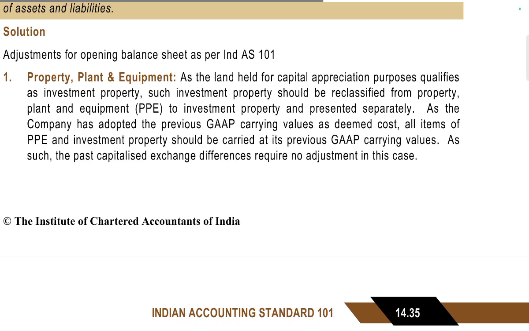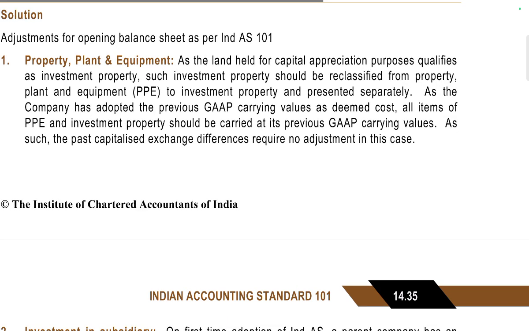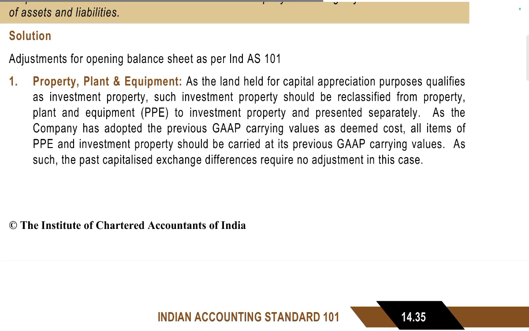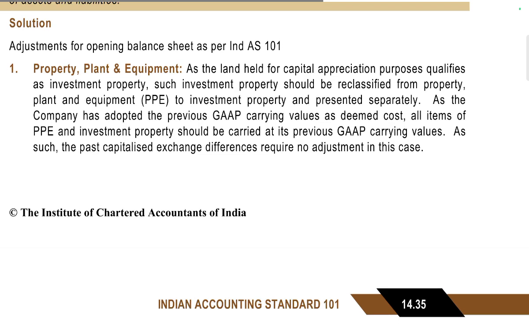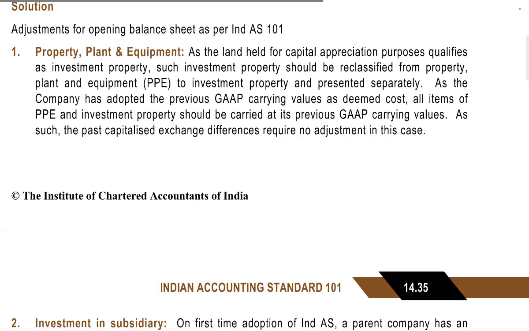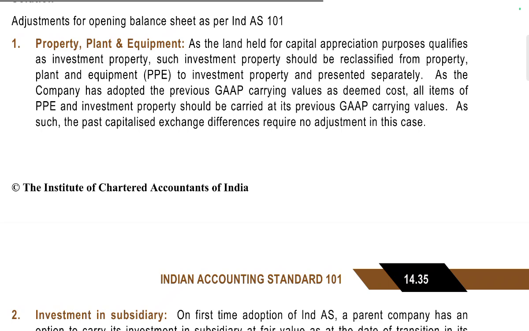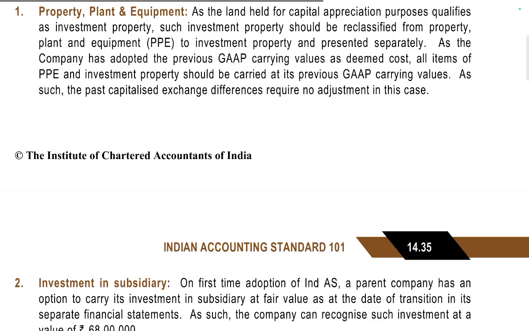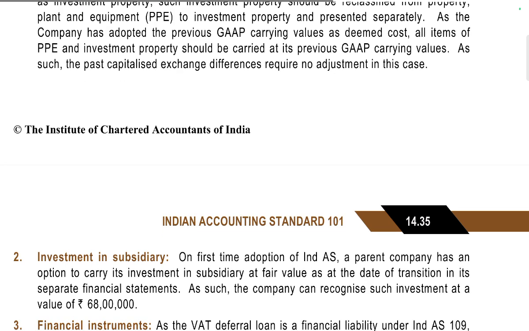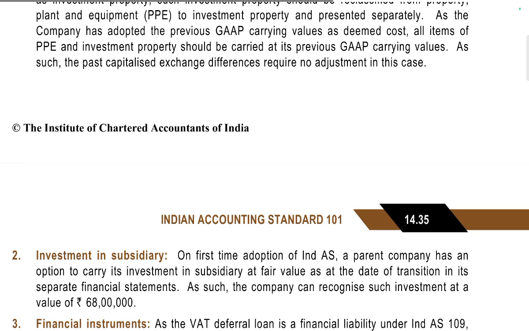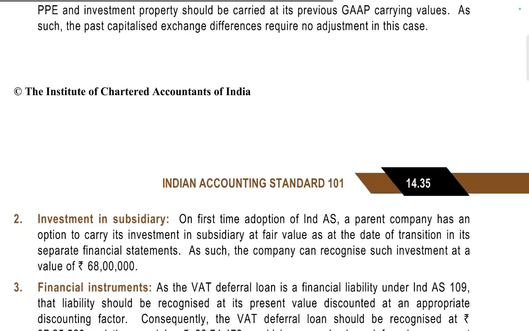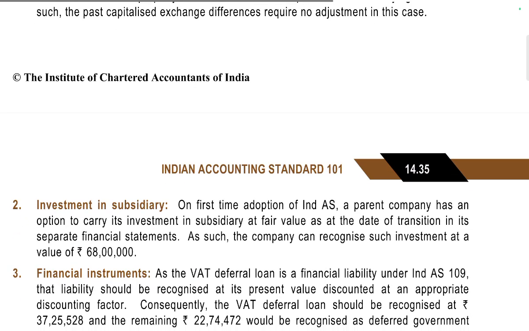Solution: adjustment of the opening balance as per Ind AS 101. Property, plant and equipment: land held for capital appreciation purposes qualifies as investment property. As investment property, it shall be reclassified from property, plant and equipment and presented separately. As the company adopts the previous GAAP carrying value as deemed cost, all types of PPE and investment property should be carried at the previous GAAP carrying value. In this case, there is no past capitalized exchange difference, and there is no adjustment in this case.